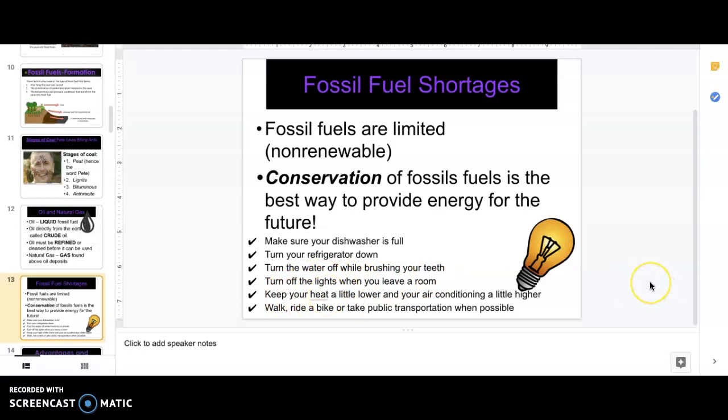Keep your heat down to a degree where you need it, not any higher. So that's if you have control of your thermostat. I know I don't in my apartment. Or use mass public transit, or walk, or ride a bike. Those are other ways to avoid using fossil fuels that we don't need to use, to conserve them, and also have the benefit of less climate change and pollution in the atmosphere.